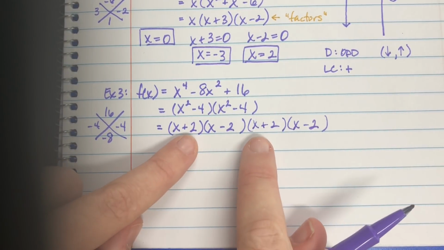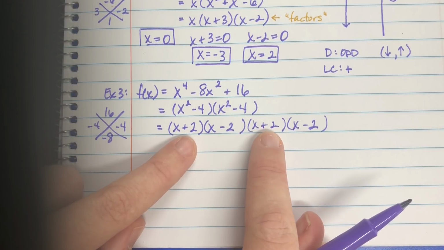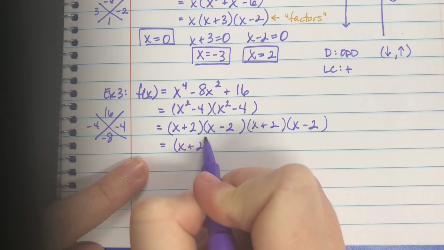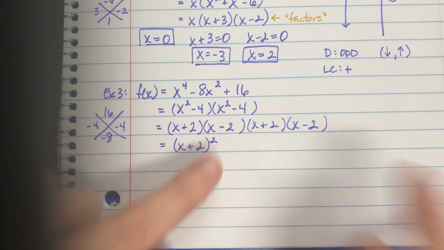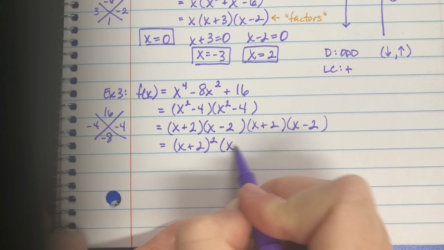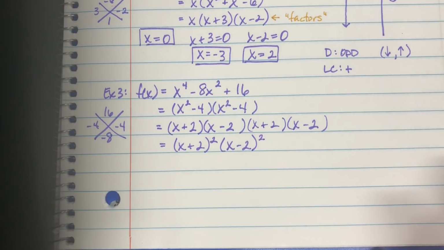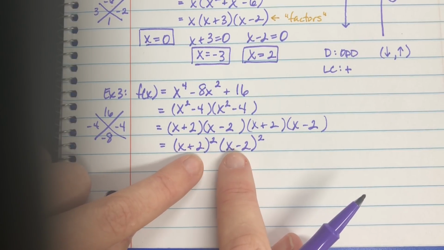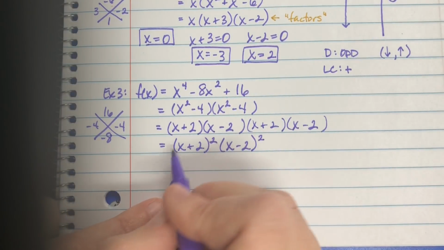Okay, notice that we have our x plus 2. We have 2 of the exact same things being multiplied. You can write that out as x plus 2 squared. Same thing goes for my x minus 2's. They're exactly the same being multiplied. You can write it as x minus 2 squared. Neither of these things can be broken down any further. These are my factors. I can set them equal to 0 and solve.